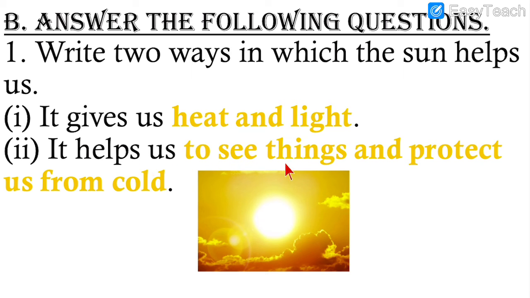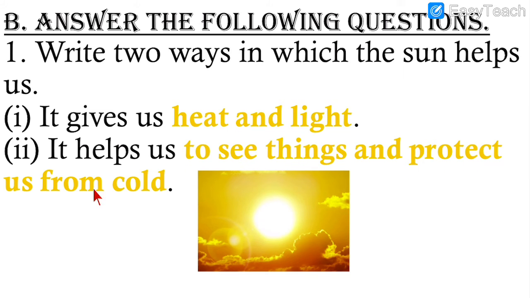Number 2, it helps us to see things and protects us from cold. With sunlight during the daytime, do we need any torch or flashlight or tube light? Nothing, because sunlight lets us see everything around us. We can see the world. You go out in the sun, you can see everything clearly. It gives light to the whole world. So it helps us to see things. During the daytime you don't have to switch on the lights.